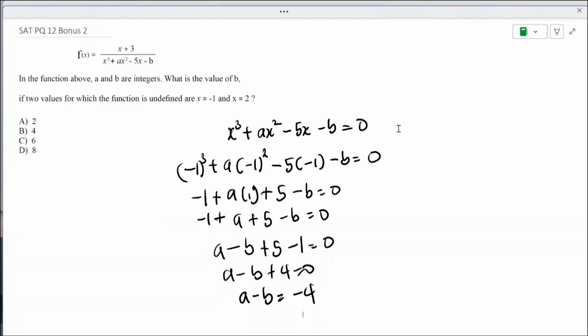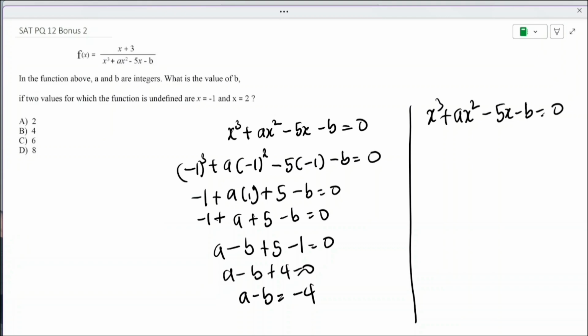That's the first equation. On the side, we create the second equation, taking x as 2. We go back to this and take x as 2. Let's do it by the side. Let's draw a line to divide them. We take x to the power of 3 plus ax squared minus 5x minus b equals 0. We take x as 2. That means you have 2 cubed, or 2 to the power of 3, plus a into bracket 2 squared, minus 5 into open bracket 2 close bracket, that's 5 times 2, minus b equals 0.